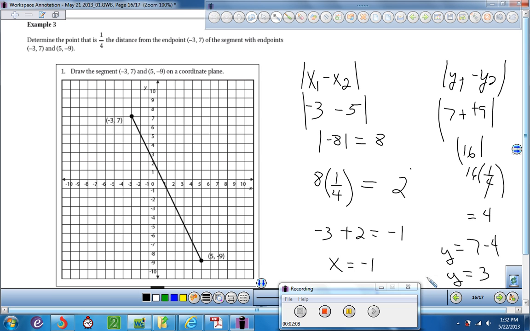So our point that is 1/4, and it will be on this line, would be -1 for x and then 3. So that would be our point that is 1/4 from here.